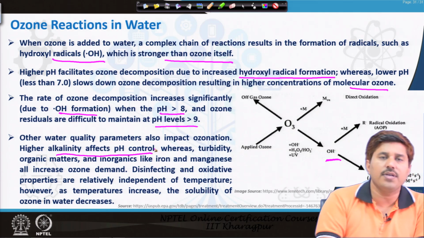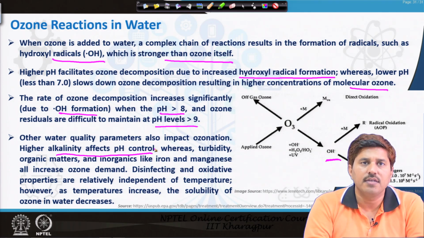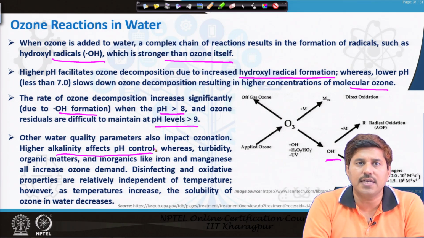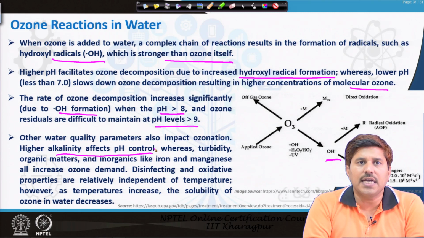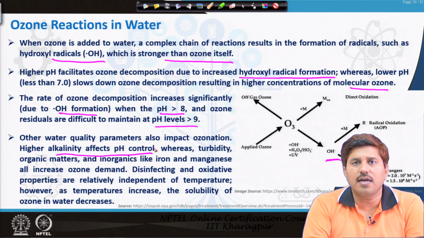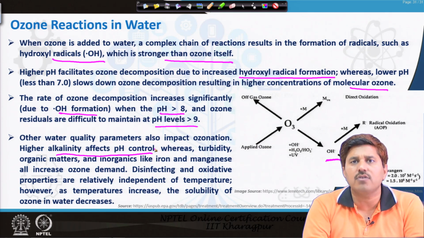We must ensure that there is adequate alkalinity for pH control, so that pH is not falling rapidly. So, if alkalinity is higher, it will have better pH control. If turbidity, organic matter or inorganics like iron and manganese are present in the system, they will increase the ozone demand, similar to chlorine demand.